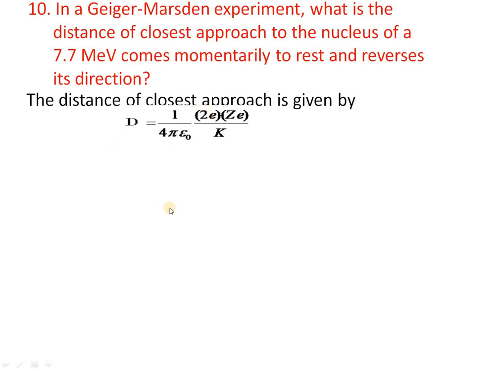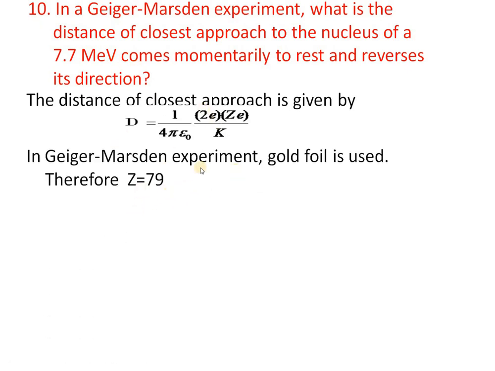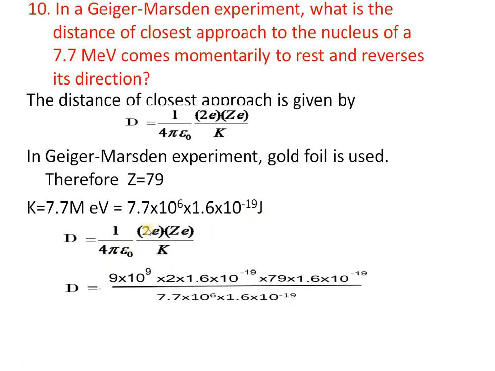Now we need to substitute all these values. Here, Z is equal to 79, K equal to 7.7 mega electron volt, that is 7.7 into 10 power 6, that is mega, and electron volt is 1.6 into 10 power minus 19 joules. So if we substitute all these values in this equation, D equal to 1 by 4 pi epsilon naught, which is 9 into 10 power 9, into 2 into 1.6 into 10 power minus 19, into Z, the atomic number of gold, 79, into e, which is 1.6 into 10 power minus 19, divided by K.